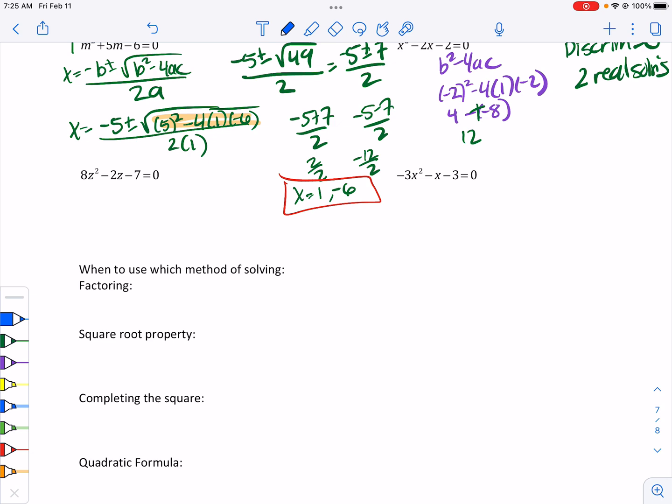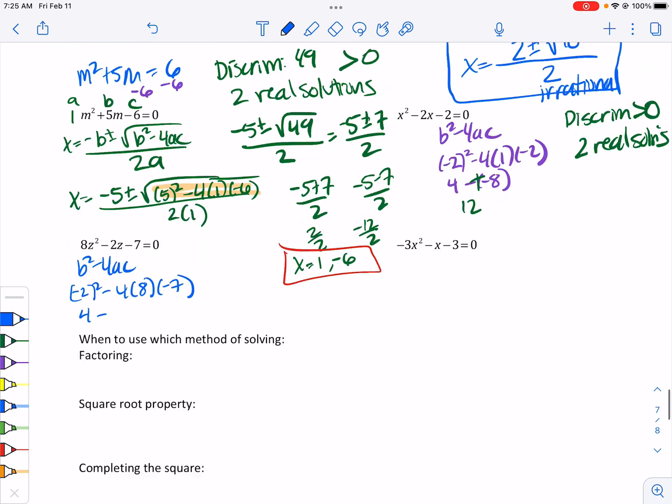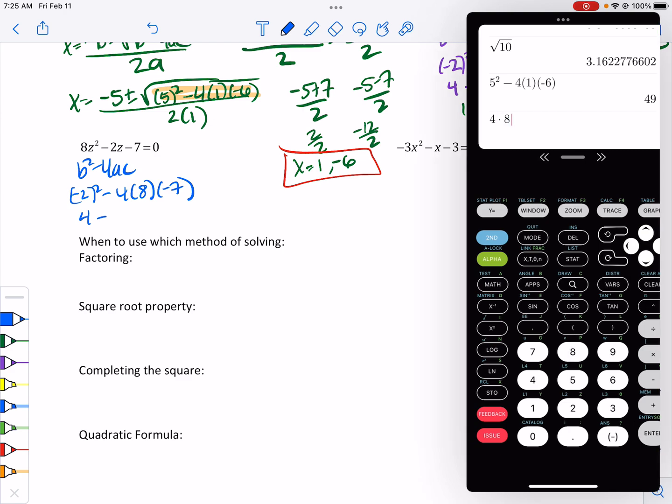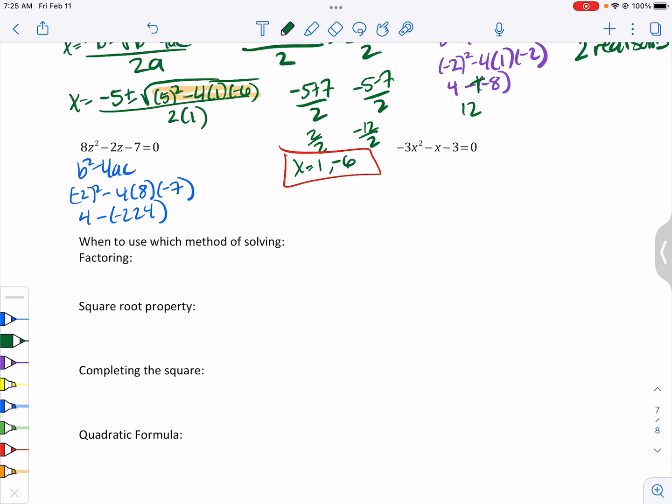Okay, so you should have found the discriminant. So you've got b squared minus 4ac. So our b is -2 squared minus 4 times a, which is 8, times c, which is -7. So then we get 4 minus 4 times 8 times -7. If we do 4 times 8 times -7, that gives us -224. So minus a -224 gives us a plus, which gives us 228. So here, our discriminant, we would have 2 real solutions since this one is greater than 0.